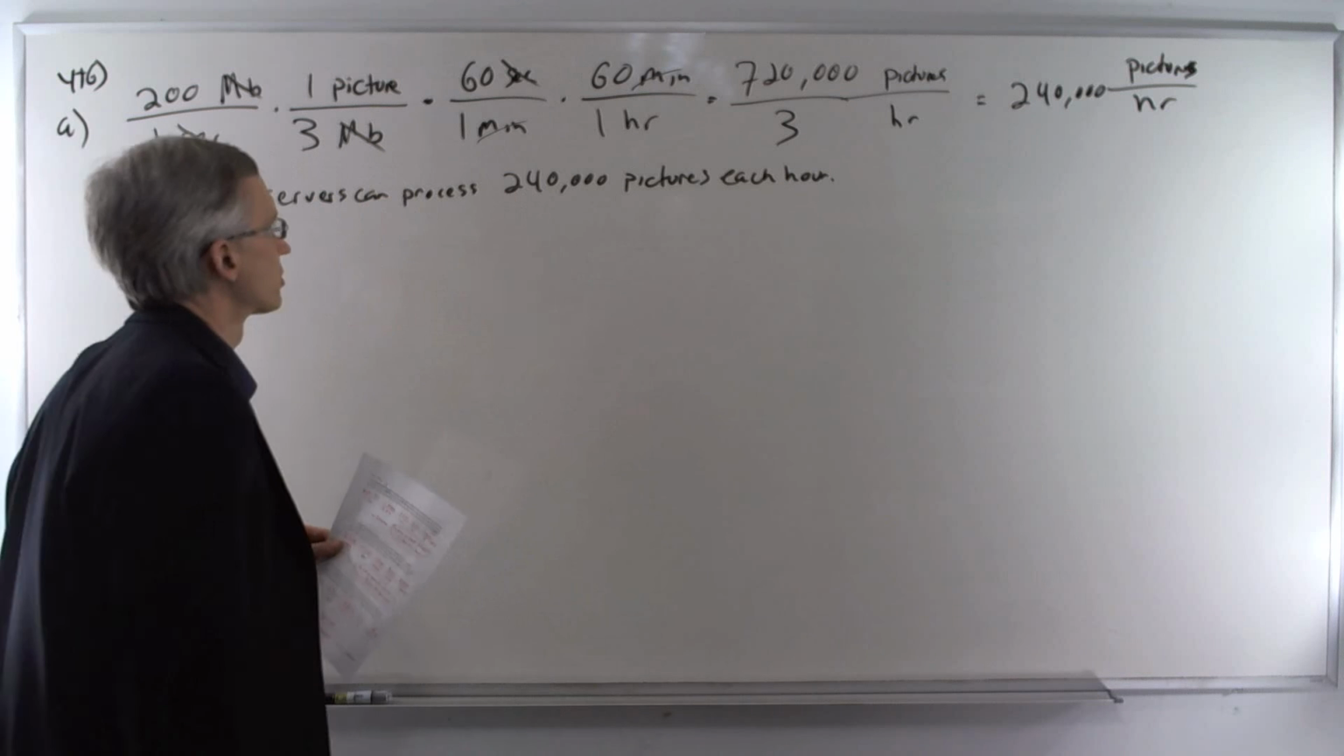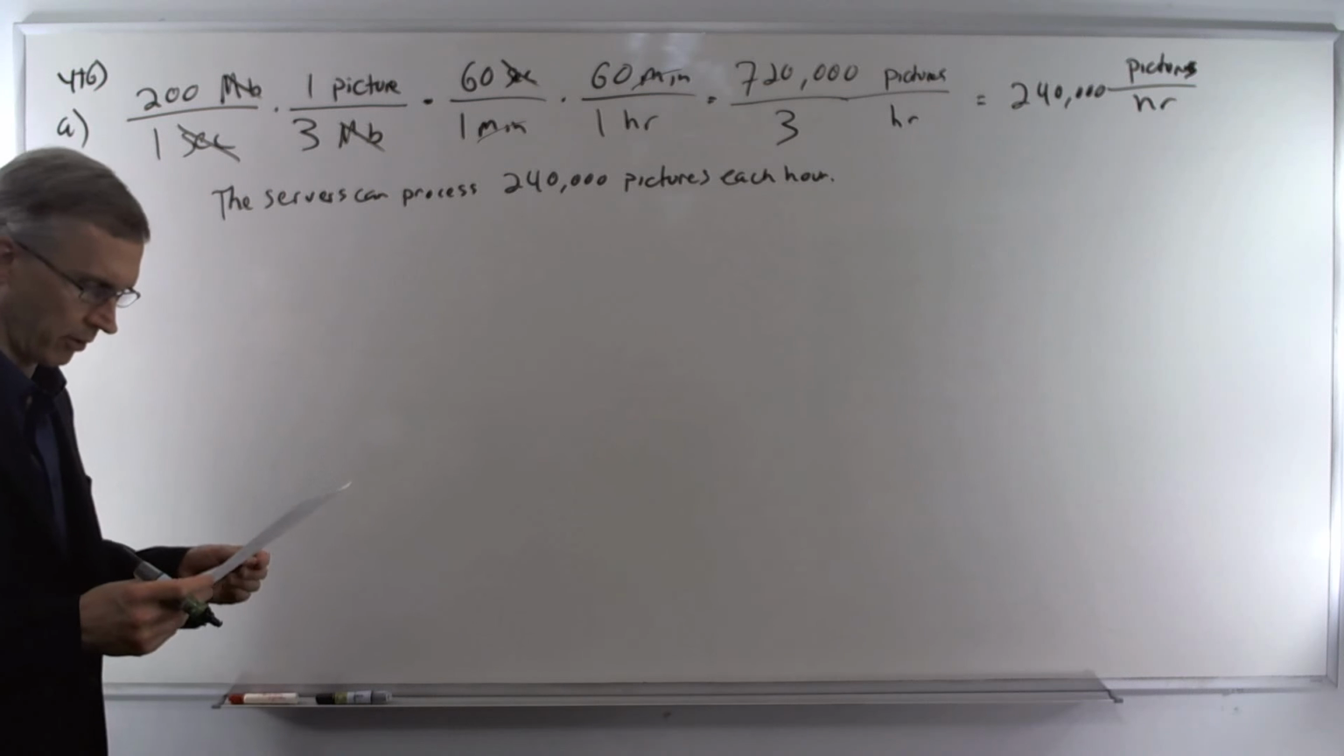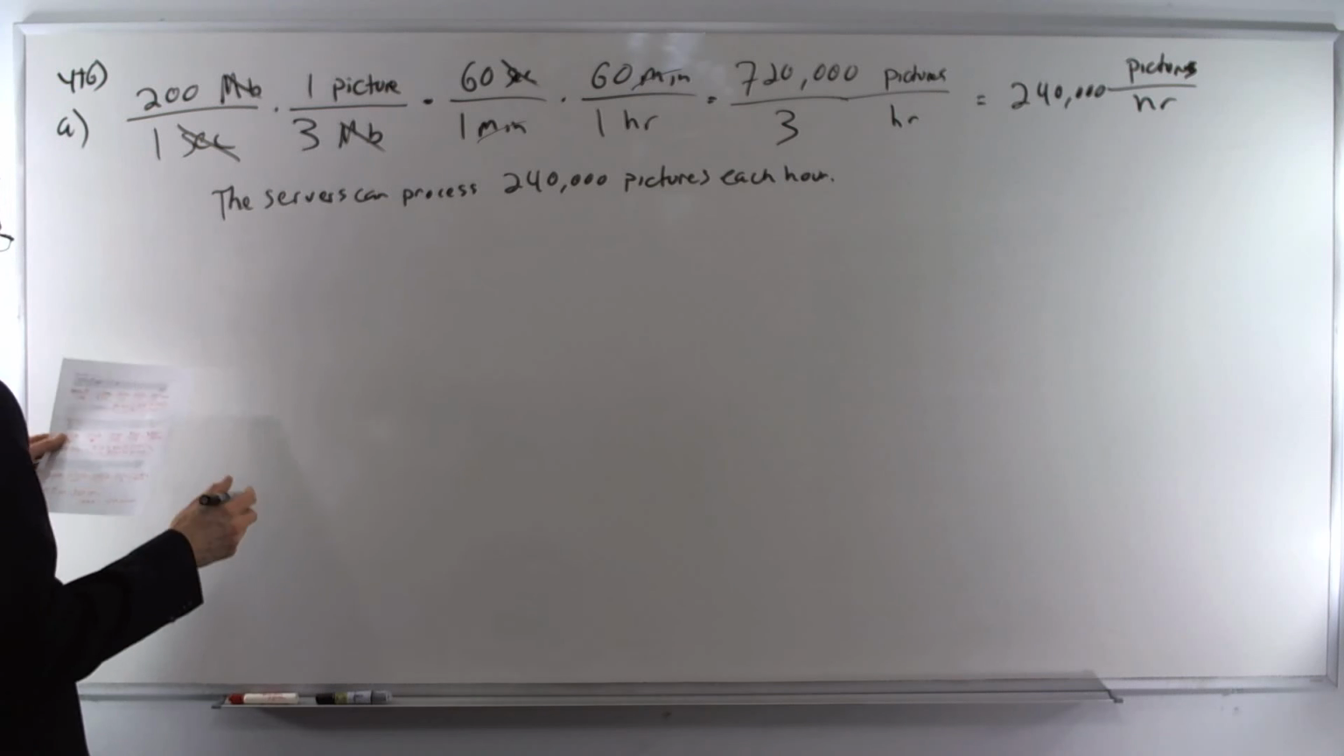So the server can process 240,000 pictures each hour. All right, part B.